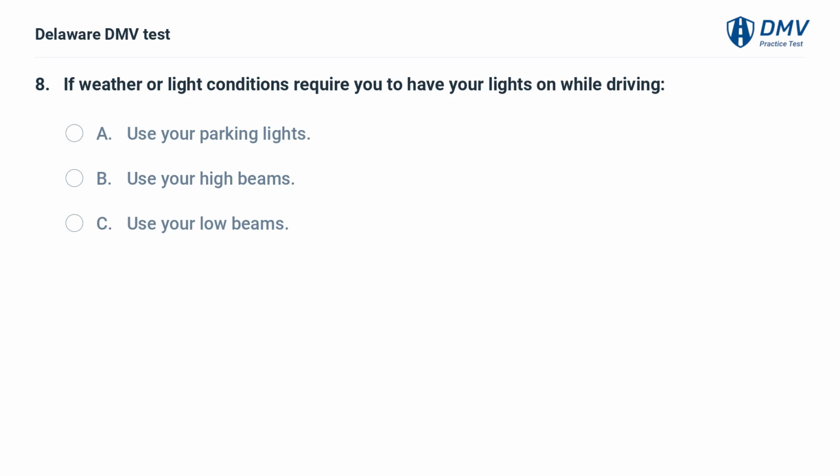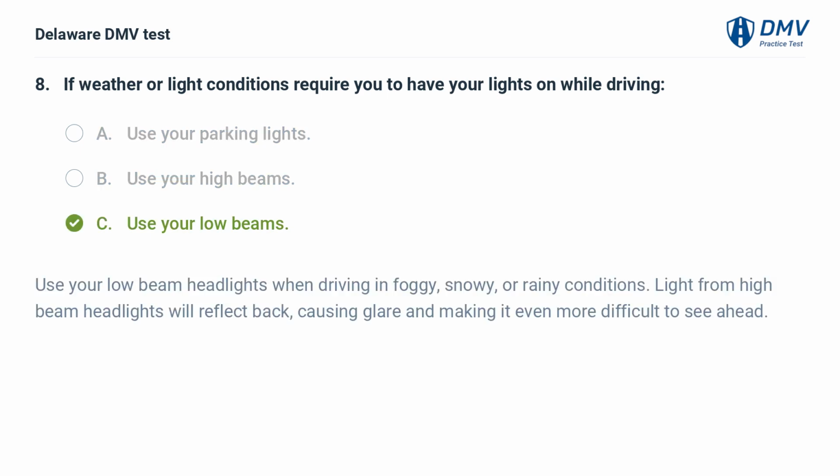If weather or light conditions require you to have your lights on while driving, A. Use your parking lights. B. Use your high beams. C. Use your low beams. Use your low beam headlights when driving in foggy, snowy, or rainy conditions. Light from high beam headlights will reflect back, causing glare and making it even more difficult to see ahead.